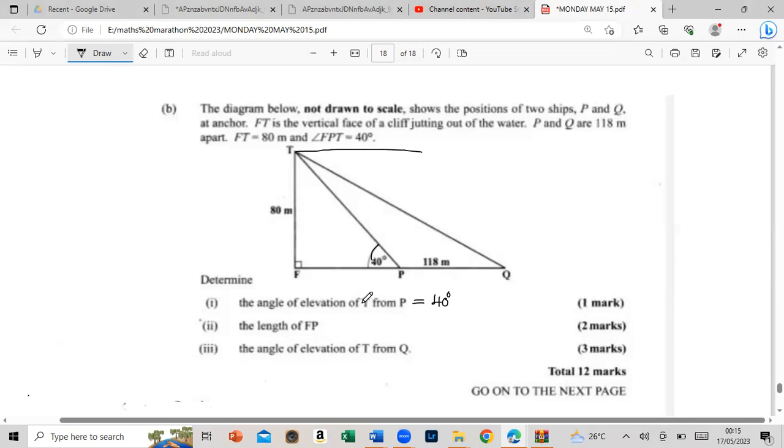All right, so let's go now. It says the length FP. What is it? Which is right here. So let us consider this right-angled triangle. Looking from this angle, this would be our opposite and this would be our adjacent. So that's opposite over adjacent, so that will be tan 40 equals the opposite, which is 80, over what we call FP.